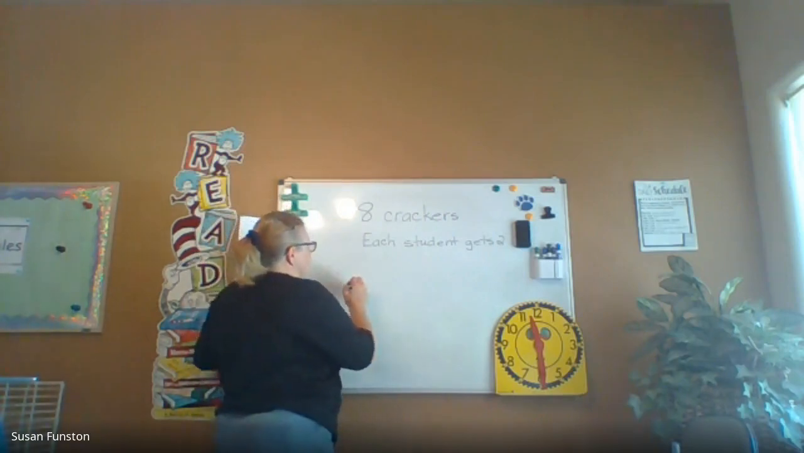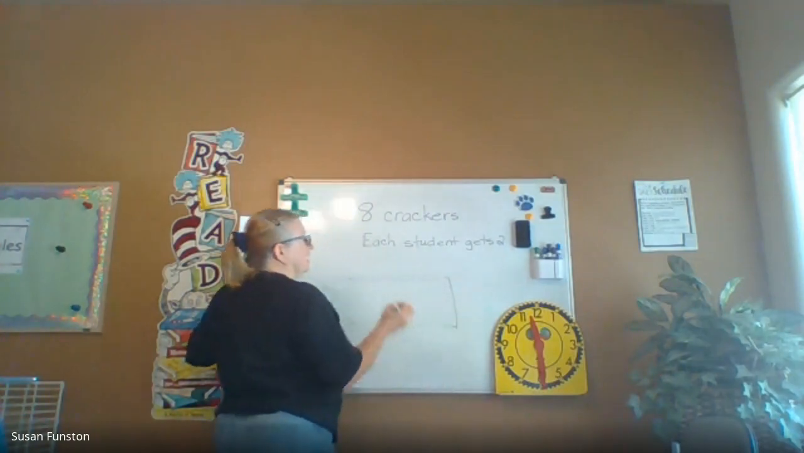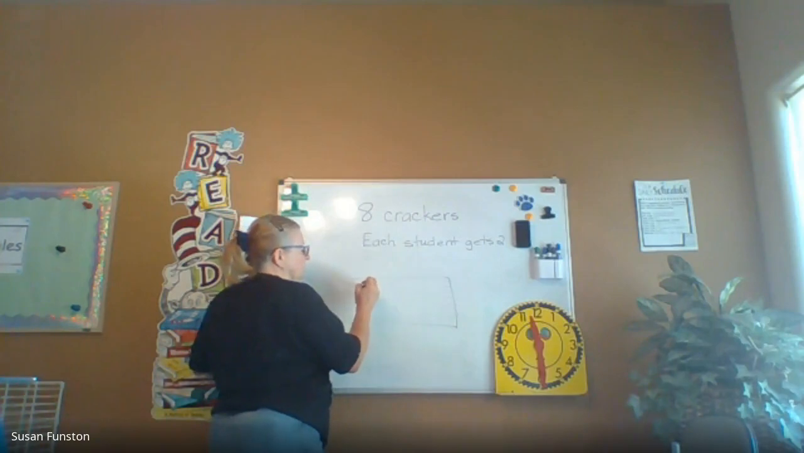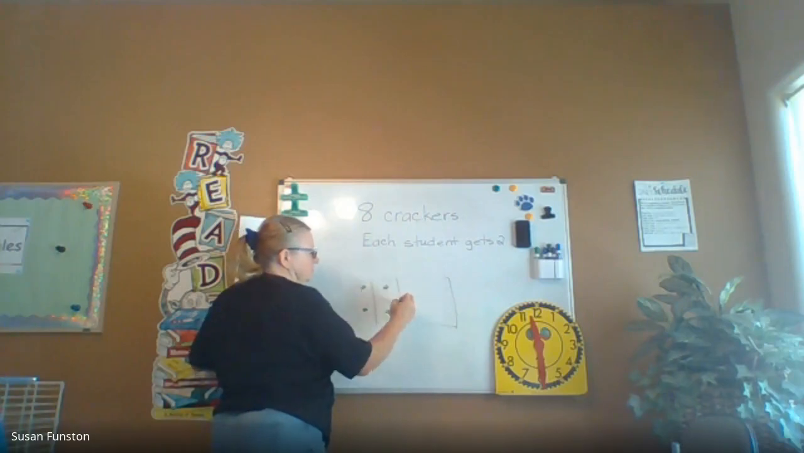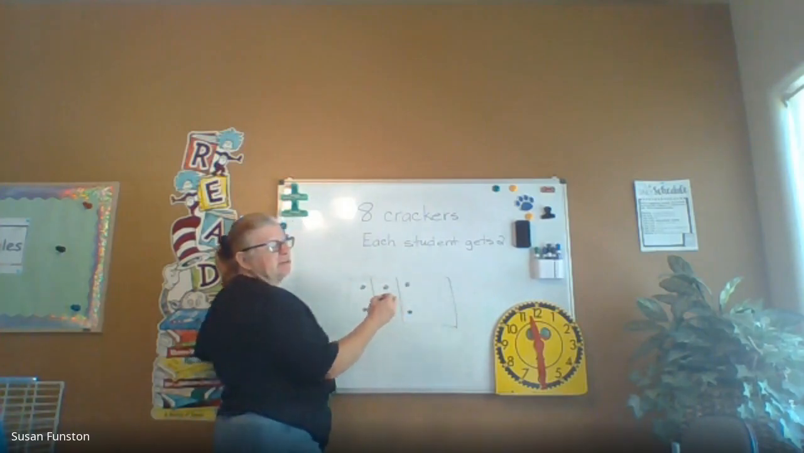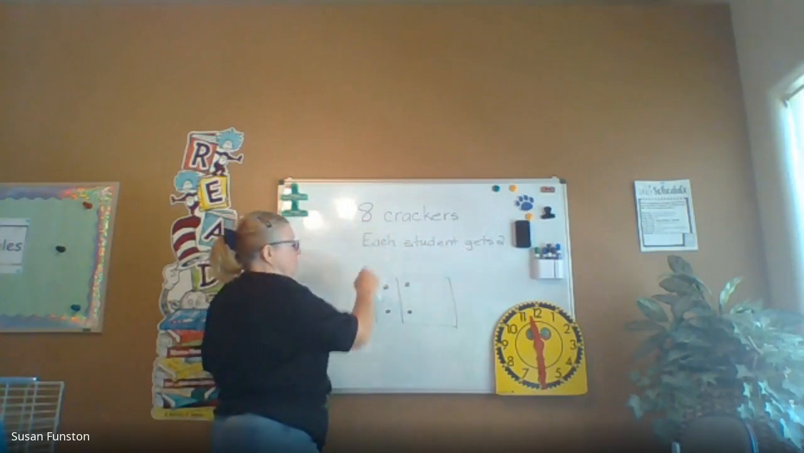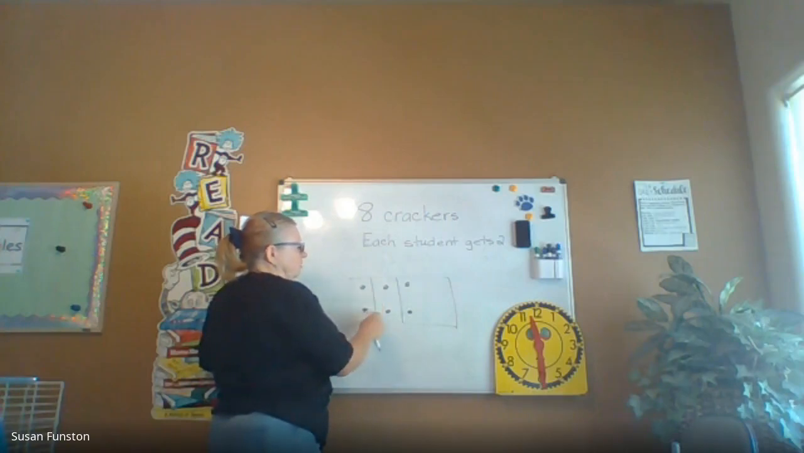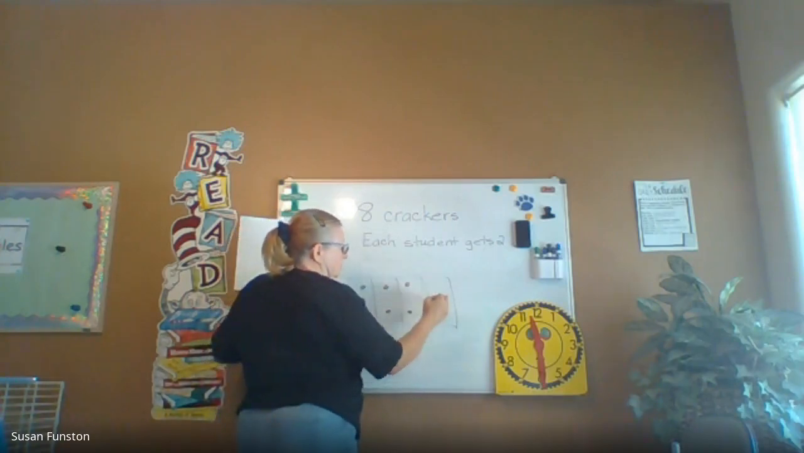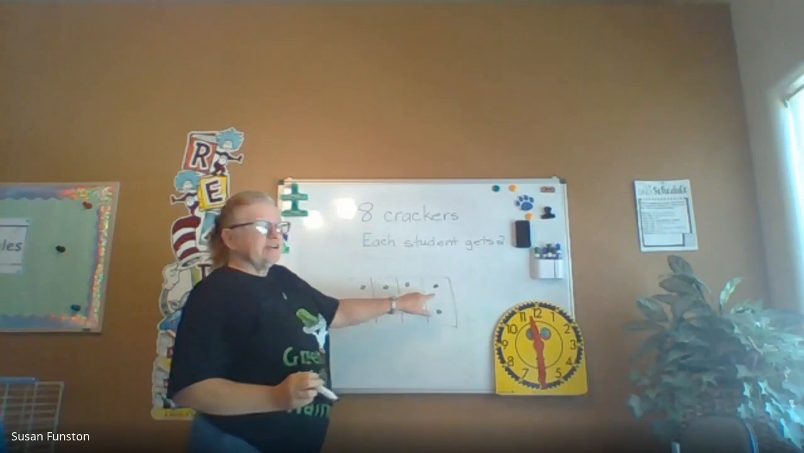So let's do another tape diagram. Okay, and I know that student 1 is going to get 2 crackers. Student 2 is going to get 2 crackers. Student 3 is going to get 2 crackers. How do I know when to stop? Do I just keep going forever? No, I need to stop when I get to 8, so I better be counting while I'm going along. 1, 2, 3, 4, 5, 6, 7, 8. Okay, so here are my 8 crackers.